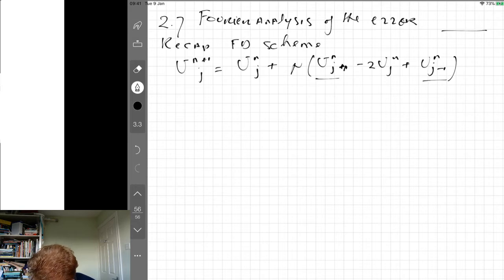So the stencil is, if you draw it, this one, this one, this one, and the one in the future. This is n plus 1. This is n. This is j. This is j plus 1. This is j minus 1. So it's a 4-point stencil. It uses 3 points of the stencil in the past and 1 in the future.